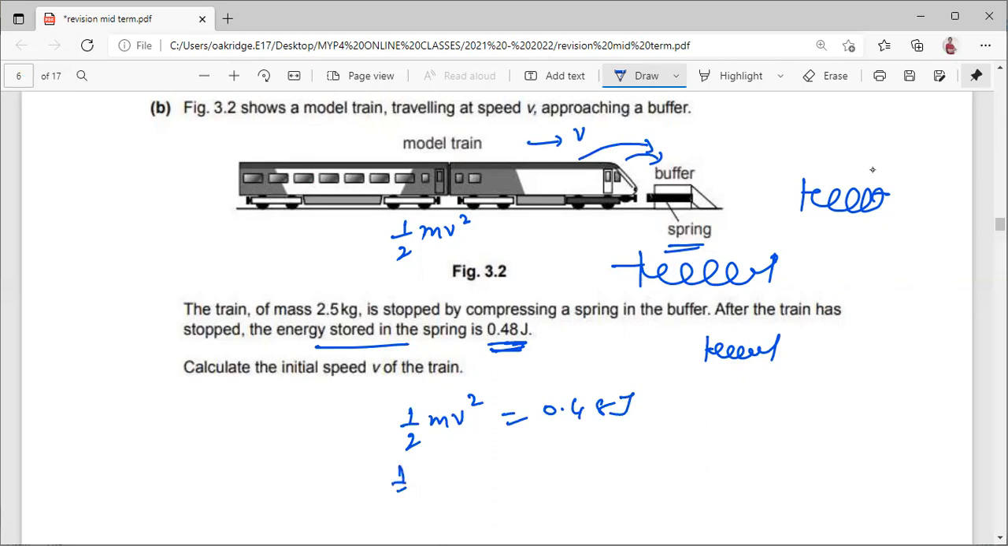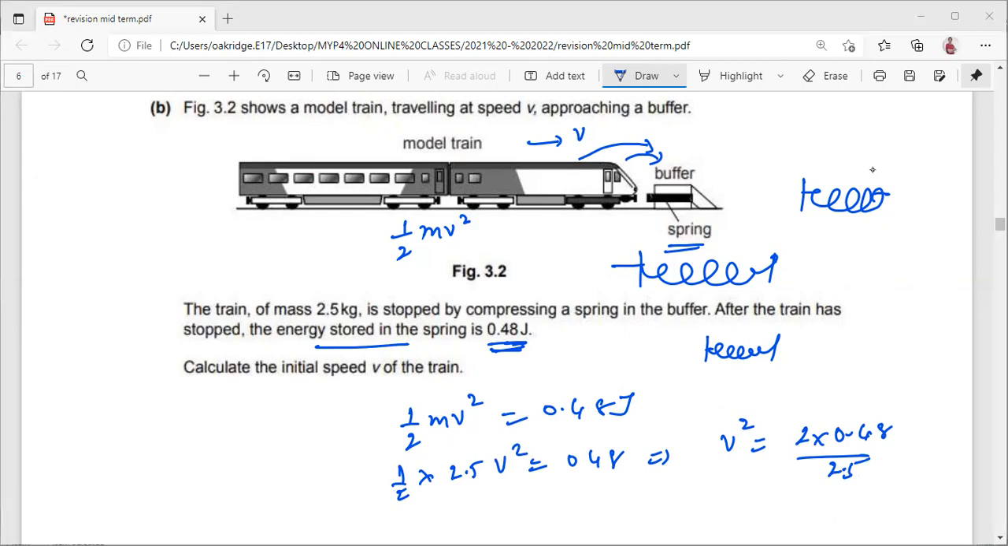Okay, so which should now be half into 2.5 into v square is equal to 0.48. Let us solve for this. V square should be equal to 2 into 0.48 divided by 2.5. So how much will this be? Let us calculate that also, which should be 2 multiplied by 0.48 divided by 2.5. Okay, so you should be getting an answer equal to 0.384.